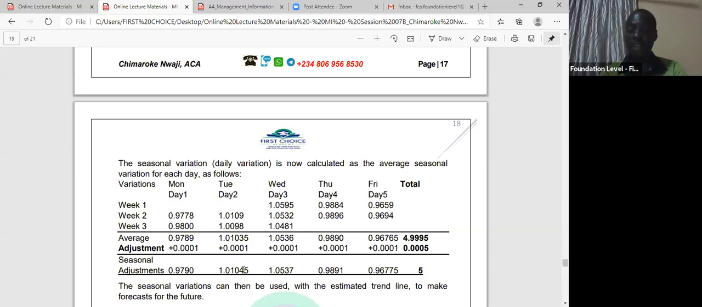Add this, you get this one here. You add this to this, you are getting this here. The same thing you are doing for Thursday, the same thing you are doing for Friday. So if you want to test it out, you add this circle here down to here, you are getting 5.